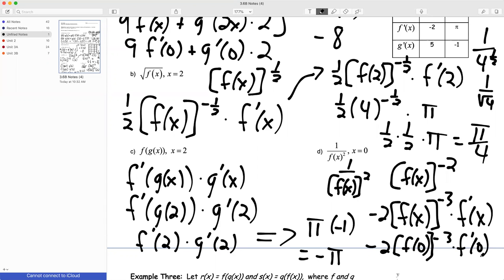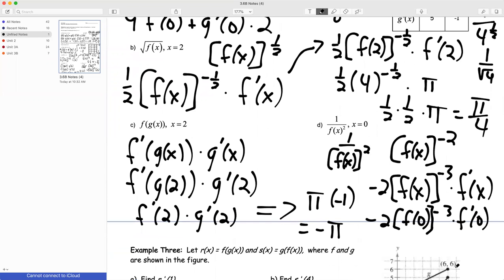Now I need to look at the chart to evaluate. So f of 0 is 1. Okay, so that's going to give me -2 times 1 to the -3 times f prime of 0. And f prime of 0 is -2. So now, when we have 1 raised to any exponent, it is always just 1. So I have -2 times 1, which is -2. And then -2 times -2 gives me +4.